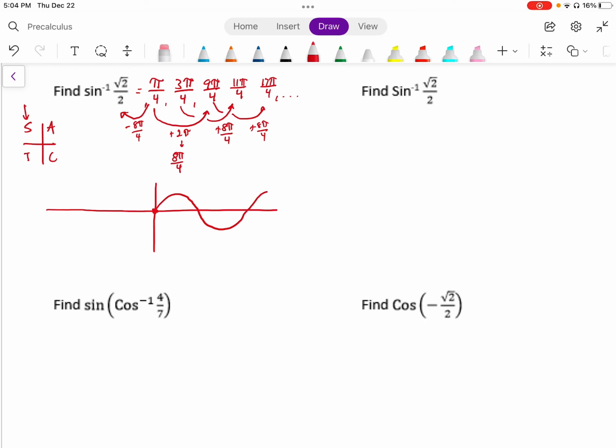There's one cycle, another cycle, and it also goes in this direction. So where are these pi over 4s, or this root 2 over 2? Well, it's about here, here, and here, and here, and it just keeps continuing over and over and over again. So there's going to be an infinite number of solutions.